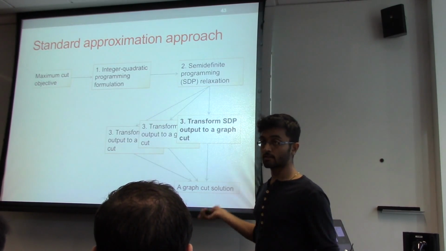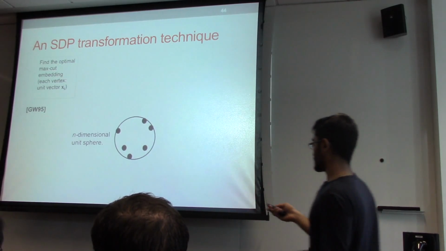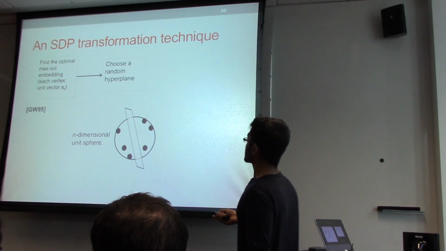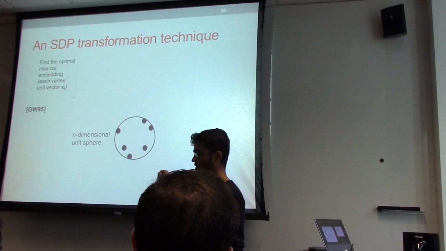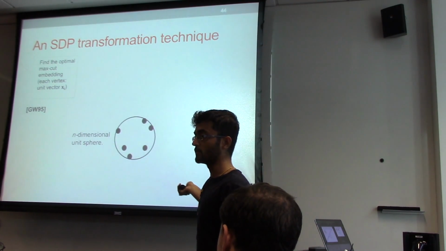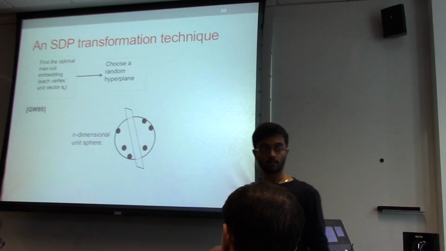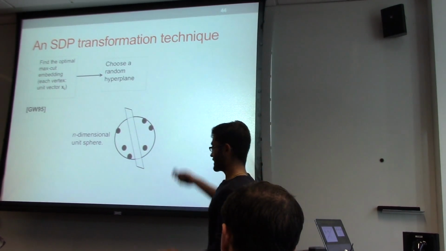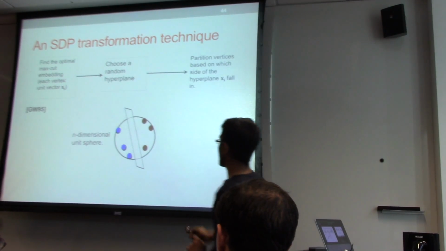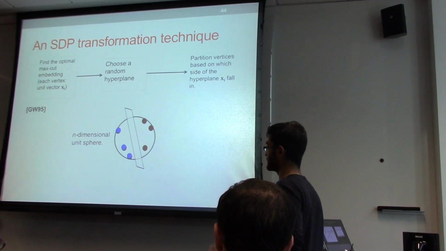And there are many different ways. So we are going to look at one algorithm now. So it was proposed by Goemans-Williamson. So recall that I have this embedding of the vertices on a unit sphere, this optimal embedding for the SDP. And I choose a random hyperplane. This is a simple technique. I simply choose a random hyperplane, and then I partition the vertices based on that. Okay. This is a very simple algorithm.